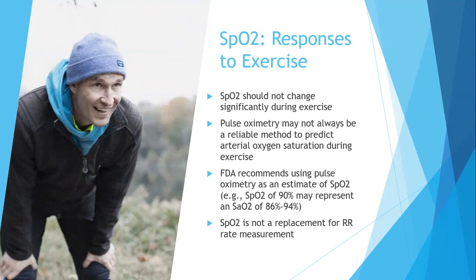The FDA considers pulse oximetry to be an estimate of oxygen saturation. So if you read on your pulse oximeter 90%, it might represent an actual arterial saturation of 86 to 94%. So there's a little bit of slush in the measurement, if you want to think of it that way. So measuring someone's oxygen saturation is not a replacement for measuring their respiratory rate. You're going to get other information from the respiratory rate, so you should do both of them.